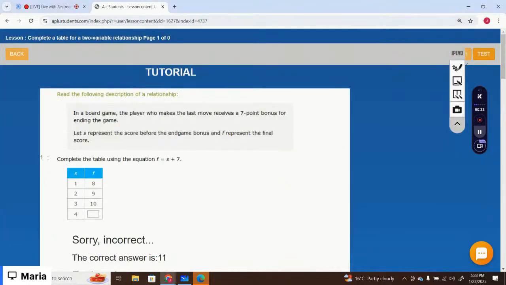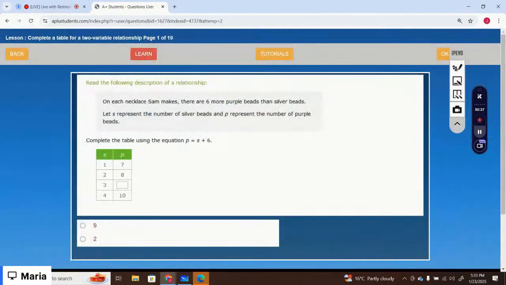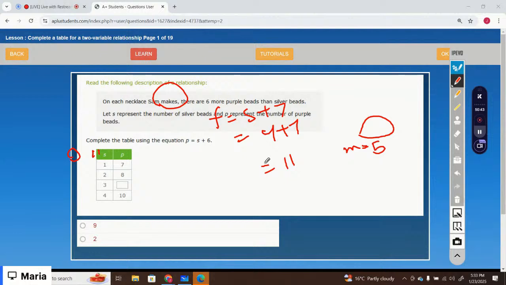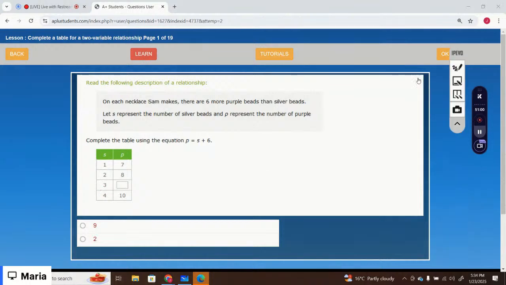Let's just start with the test questions. Complete the table using the equation p equals s plus 6. You have to calculate the value of p for s equals 3. So just replace the s with the value 3, plus 6 is 9. So that means when s equals 3, p equals 9. The correct option is 9.